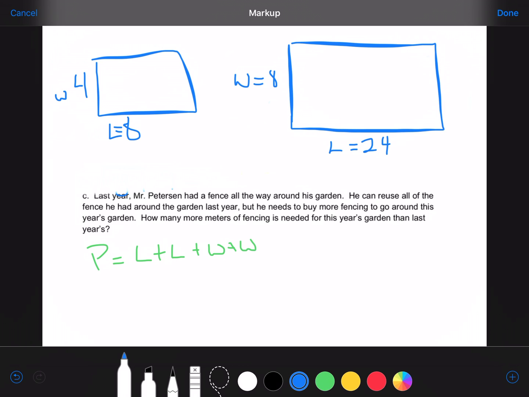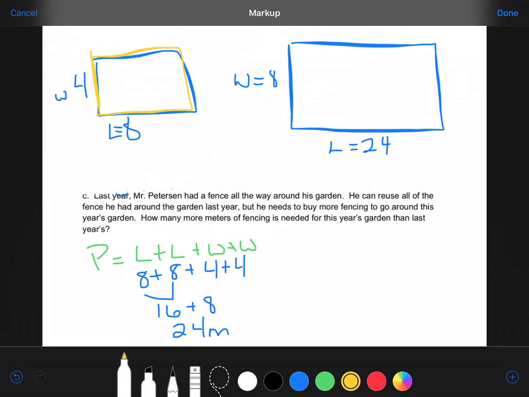So for my old fencing, it would have been 8 plus 8 plus 4 plus 4, which would be 16 plus 8, which is 24 meters around, right? So that's like if I walked 8 here, and then up 4, that's 12, plus 8 more would be 20, and then down those 4 would be 24 meters to go all the way around. So he has 24 meters of fencing.